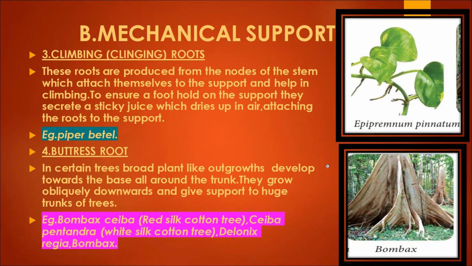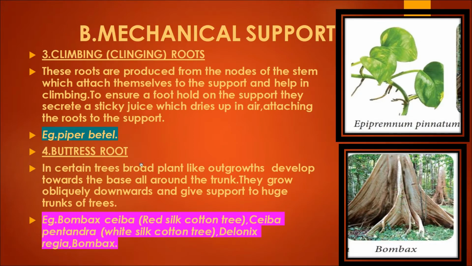Thirdly, we have climbing or clinging roots. These roots are produced from the nodal region of the stem, and they attach themselves to the support, which helps the plant to climb over the support. These roots ensure a foothold on the support by secreting a sticky juice, which when it dries up in the air attaches these roots to the support. Example, Piper betle, or money plant, Epipremnum pinnatum.